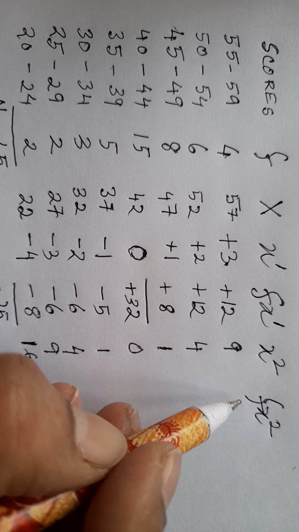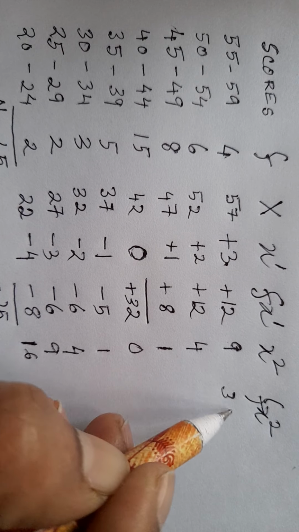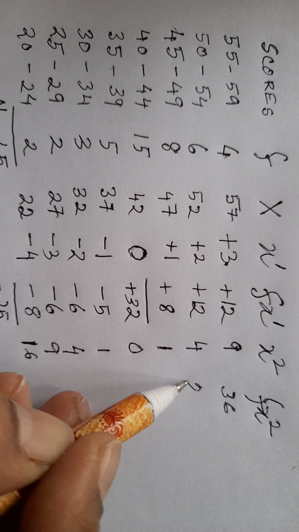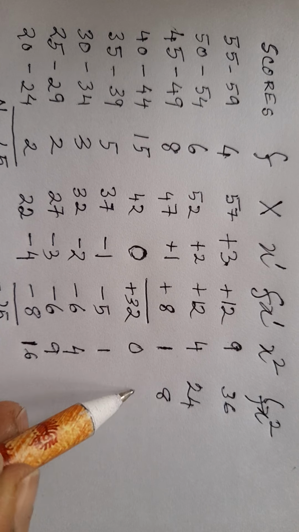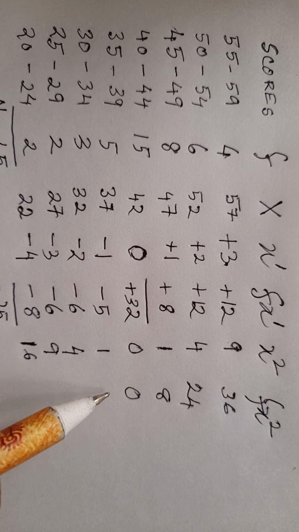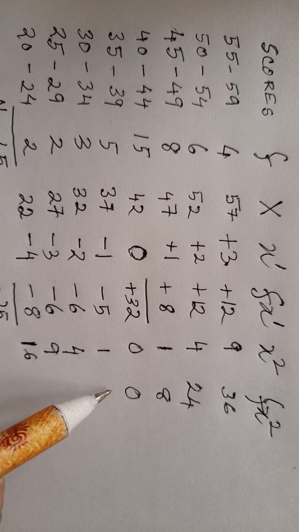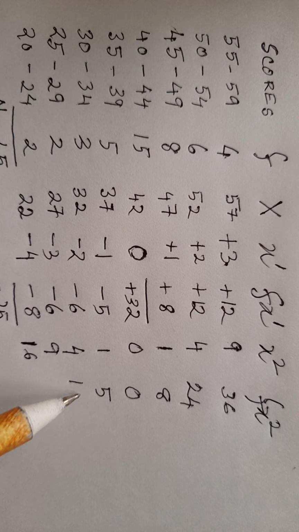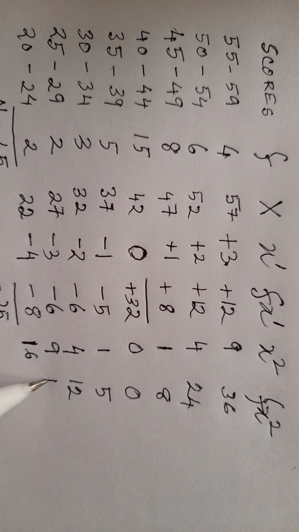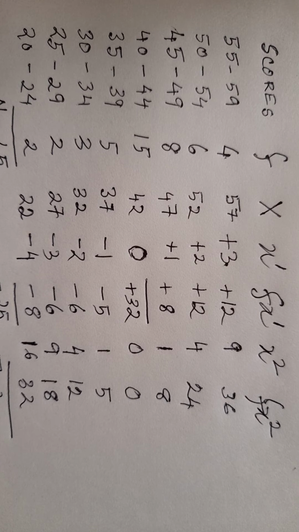Now here then we have 36, 24, 8, 0. Then next is 5, 12, 18, 32. The total is sigma fx square, which comes to 135.